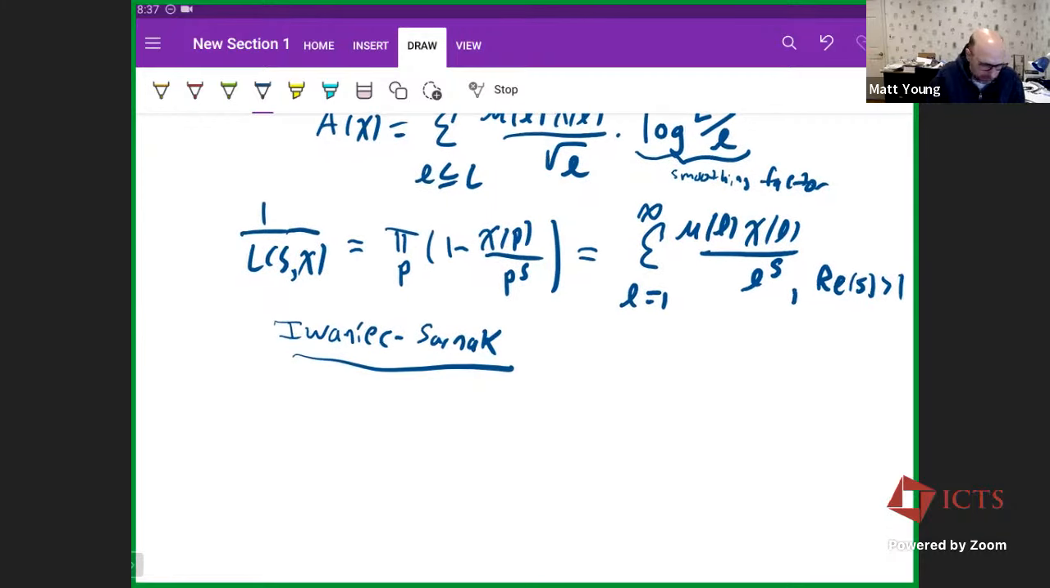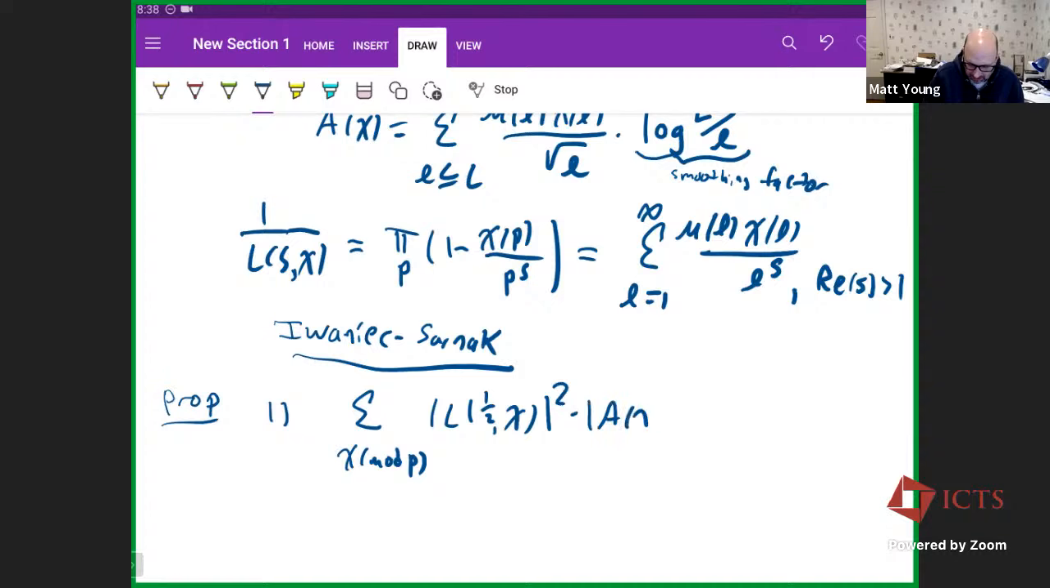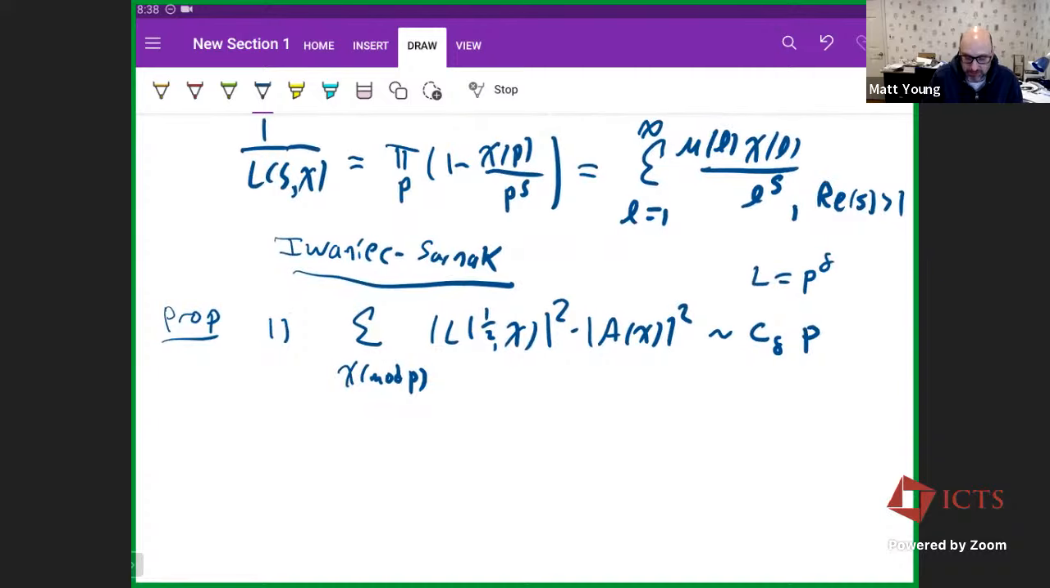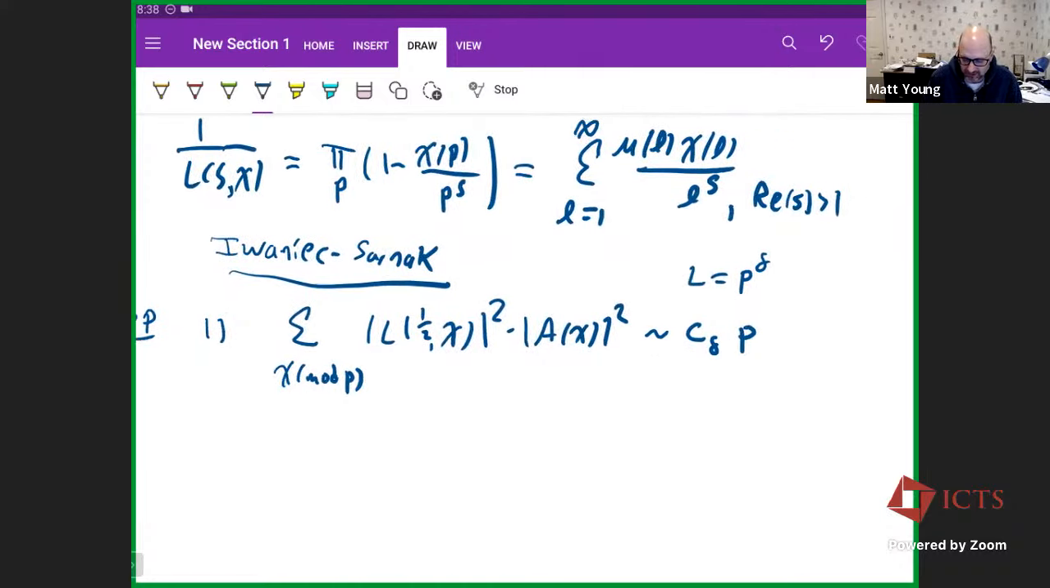So I'll state their theorem. I'll just state it as a proposition, since I'm not really proving it. First, if you sum over chi mod p, and you take the second moment of this L function squared times this Dirichlet polynomial, this mollifier squared, this is asymptotic to some constant depending on delta times p, where L is p to the delta. And so basically this saves a log p. Okay, that's the whole point.